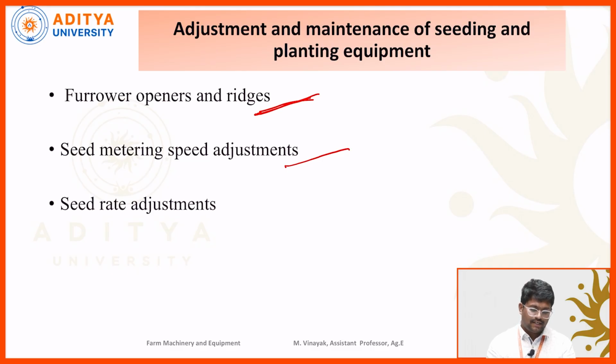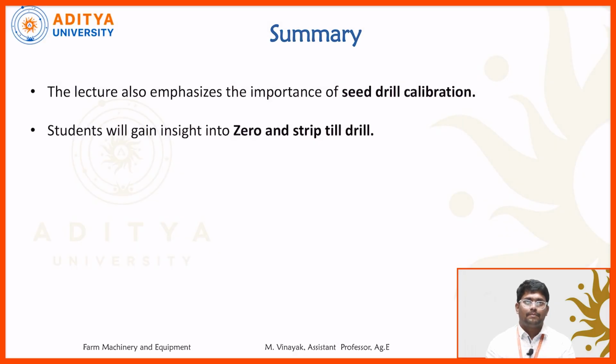Next is the seed rate adjustment. Based on the scientists' recommendation for particular fields, we can go for the seed rate adjustment also. So this is the summary of today's lecture. We have discussed the seed drill calibration, and we have also discussed the zero till drill and the strip till drill.